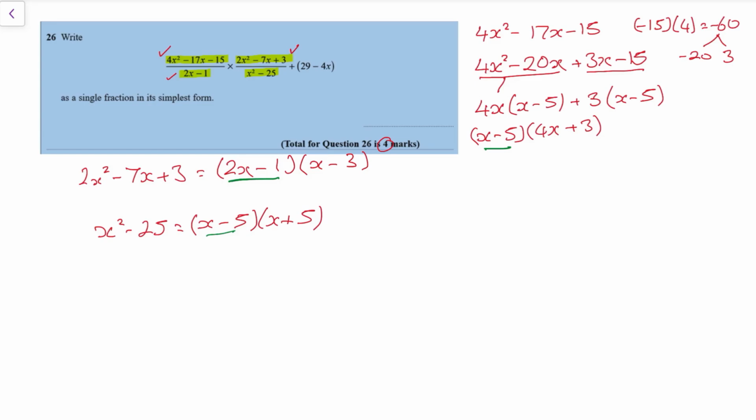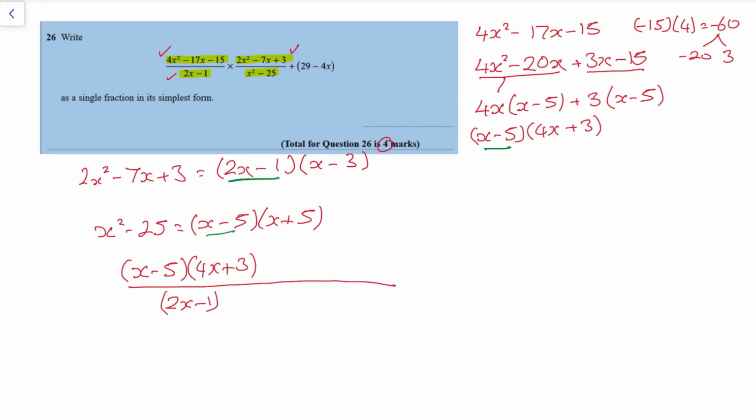Now, I'm also going to deal with this, hopefully at the same time. So let's see what I can do with that, but I need to make sure I don't miss that out. So putting this all together, it's going to be 4x squared minus 17x minus 15 has become x minus 5 times 4x plus 3, all over, you see why I've done that in a second, 2x minus 1.